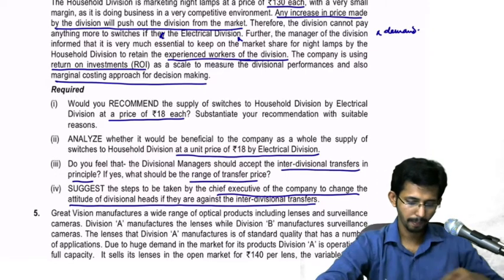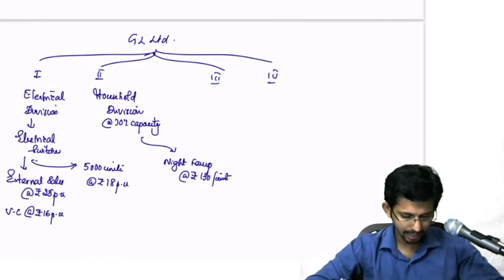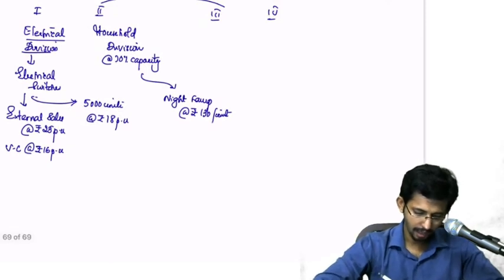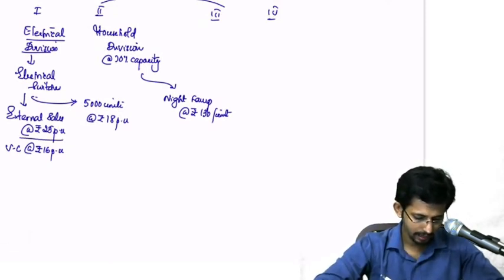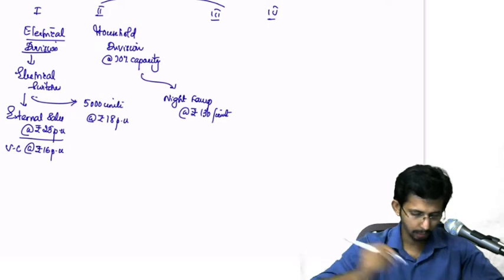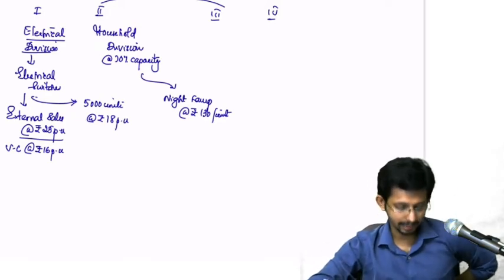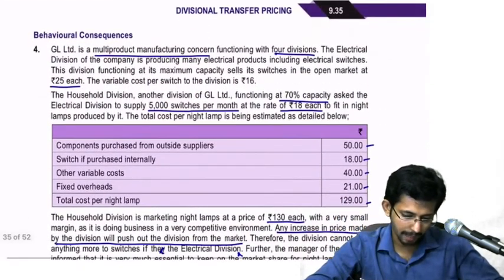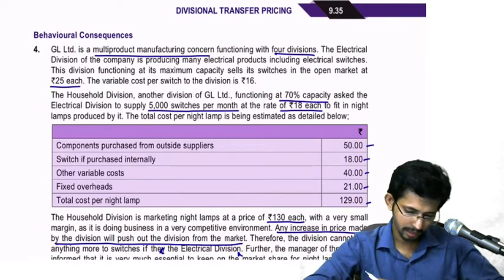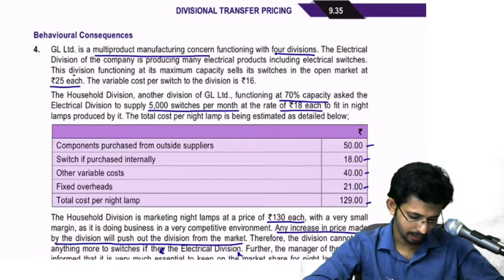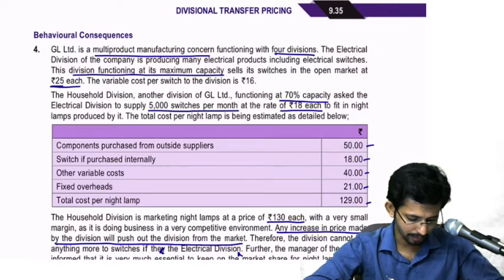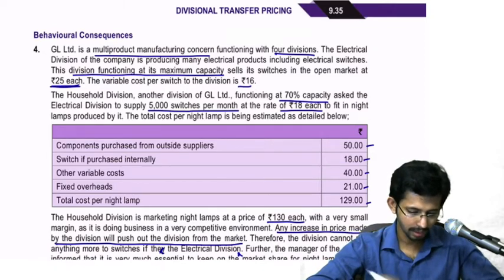Now, what's happening here? As far as division A, electrical division is concerned, they are selling the electrical switches at what rate? At rupees 25 per unit. Okay, that is the external demand. Now, is there any information regarding the capacity? Maximum capacity. The division is functioning at its maximum capacity, sells its switches in the open market at 25 each. The variable cost is rupees 16.